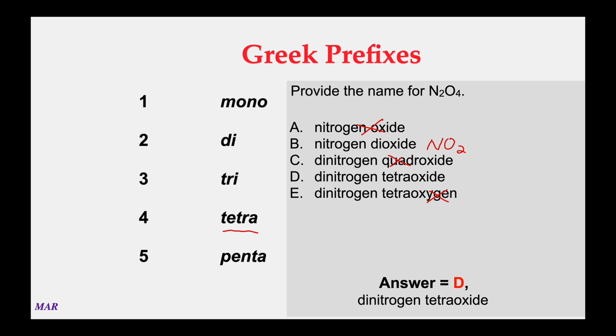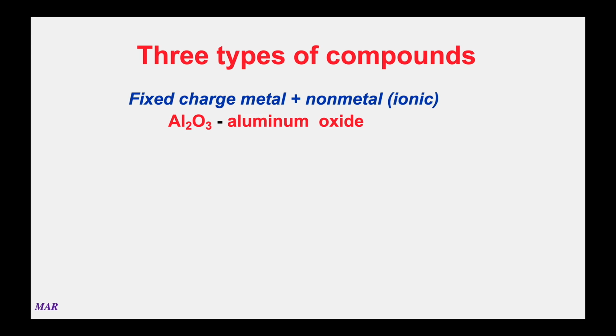Notice how nitrogen dioxide, NO2, is a little different than dinitrogen tetraoxide. You don't call nitrogen dioxide mononitrogen dioxide. If the first one is by itself, you omit the mono. So NO2 is nitrogen dioxide. But if there's more than one, like N2O4, then even that one gets a Greek prefix, dinitrogen tetraoxide. Or tetroxide is fine too, but officially tetra.